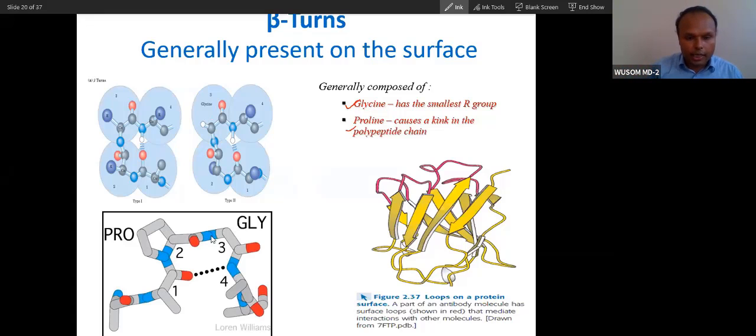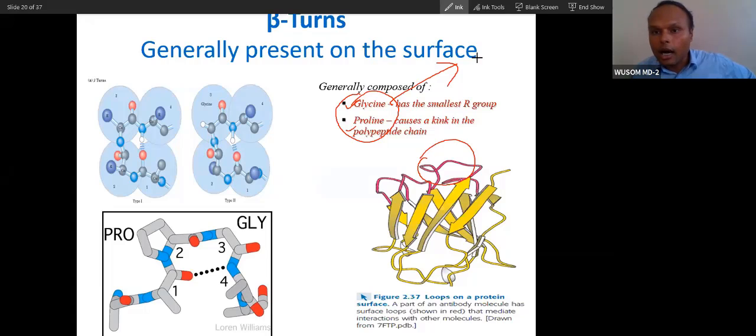You can see proline here. Proline is a kinky type of amino acid. Just remember glycine and proline. Proline is kinky, and glycine is very flexible. So glycine and proline are present in beta turns, also in beta sheet. But these same glycine and proline are not present in alpha helix. They are present in very least quantity in alpha helix.